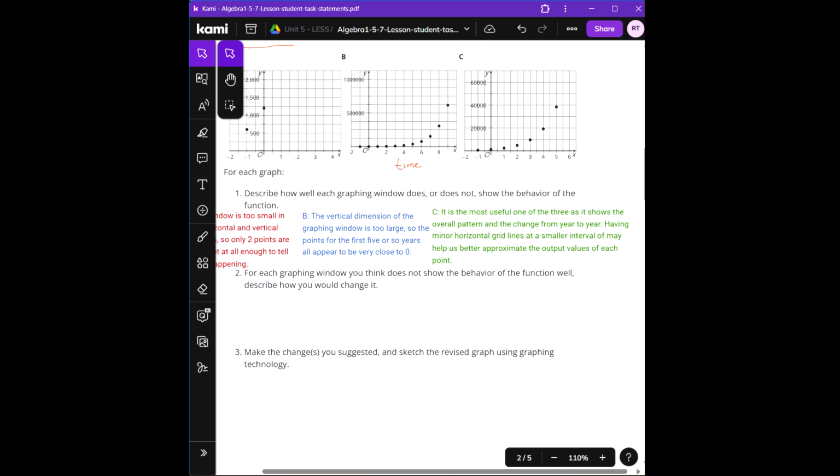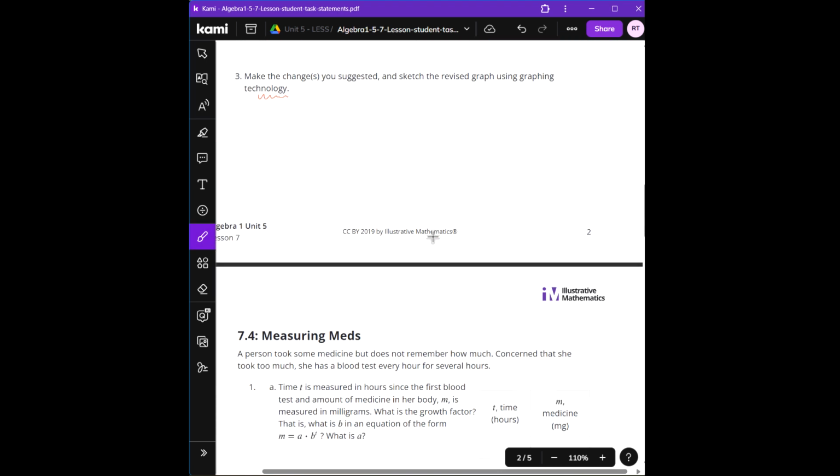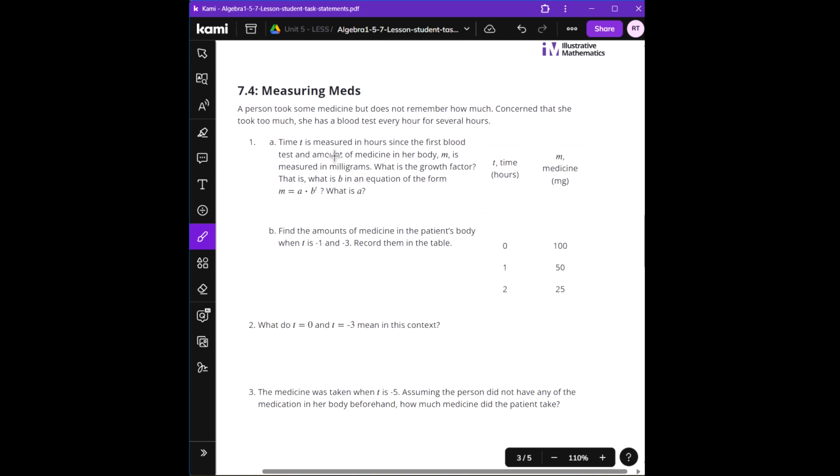Now, describe how you would change it. Okay, so go ahead and do that, and then see if you can use graphing technology for number 3, all right? All right, let's go down to the next one.